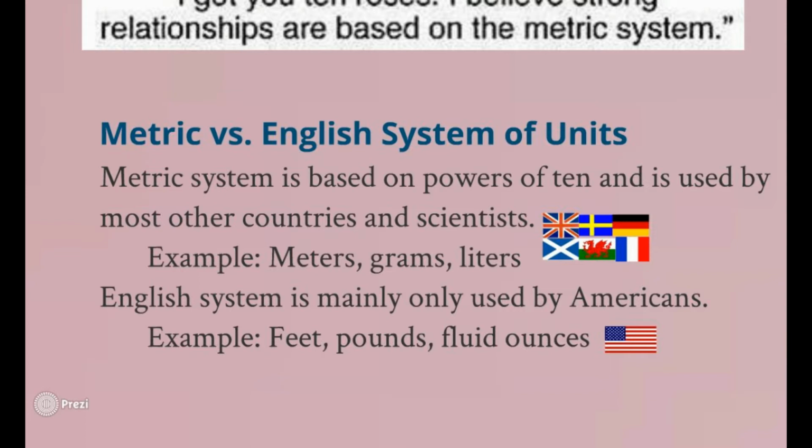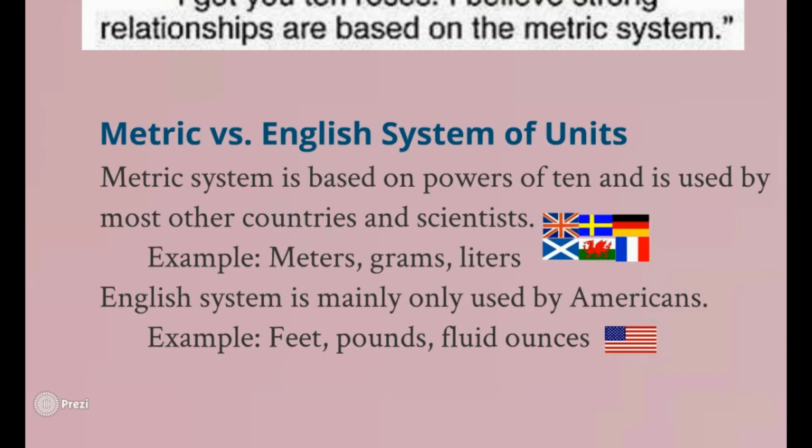Anyway, so that's basically one reason why we use meters, grams, and liters, and you're going to see that a lot in this class. The English system, which is really based on Old English, is mainly used only by Americans. Other places in the world do use it a little bit, but mainly they deal in the metric system. The metric system, believe it or not, is actually easier.